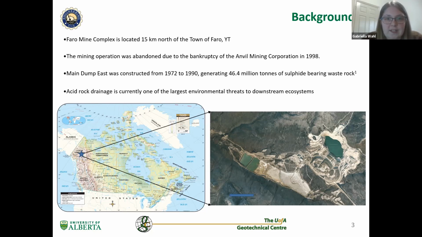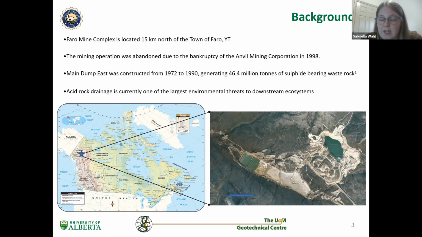As you can see here in this figure on the right, I'm just pointing to a feature here, which is currently known as the main waste rock dump on site. The east portion of this feature alone was constructed from 1972 to 1990. And the east portion alone accumulated 46.4 million tons of sulfide-bearing waste rock. So this is a significant amount of material, which is now left to remediation efforts.